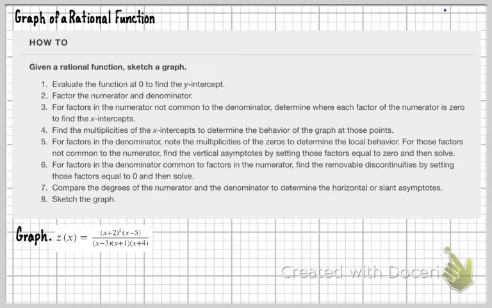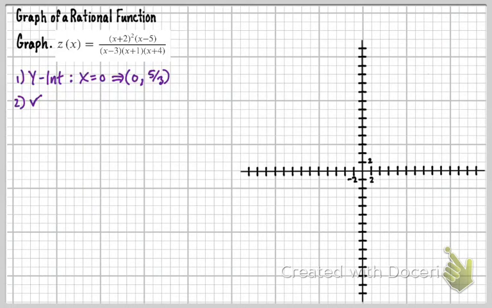Step 3 says for the factors in the numerator, not common to the denominator, determine where each function in the numerator is 0. So we need to find the x-intercepts. So I did the y-intercepts, and step 3 is find the x-intercepts. And to find the x-intercept is where my y value is 0. So that means this whole thing equals 0.